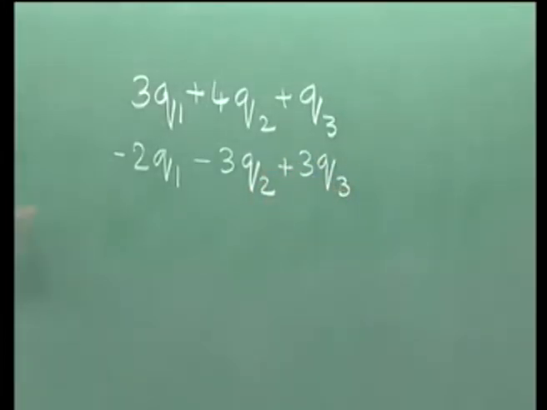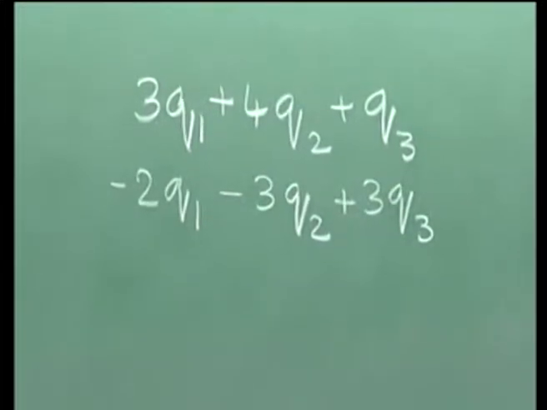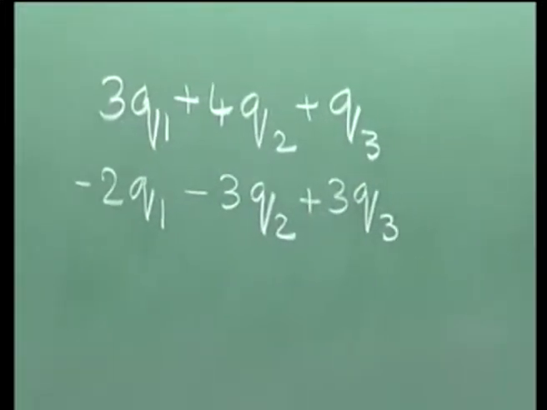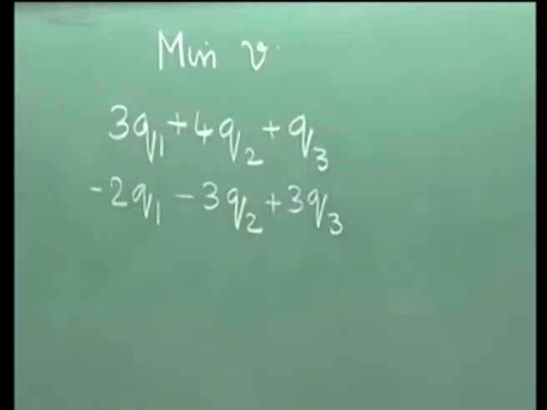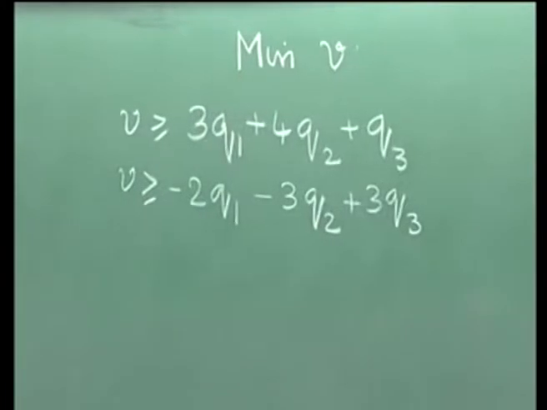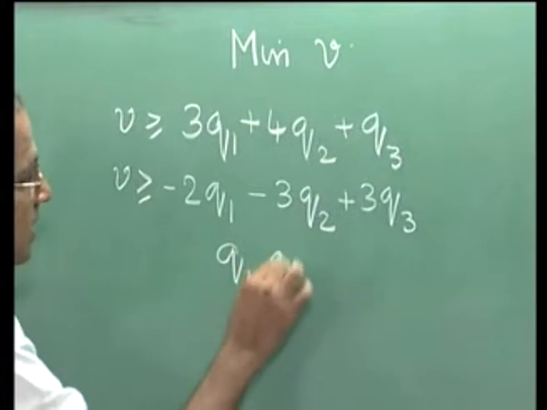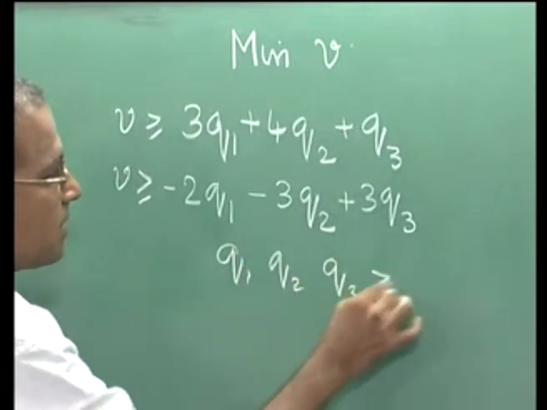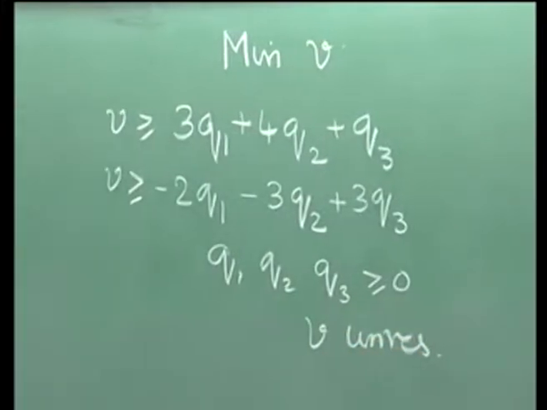So, this is B's two losses. So, B will do a minimax strategy. B will try to minimize the maximum loss that A will inflict on B. So, B will try to minimize V such that V is greater than or equal to this, V is greater than or equal to this, minimize the maximum of these two. q1, q2, q3 greater than or equal to 0 and V is unrestricted in sign.